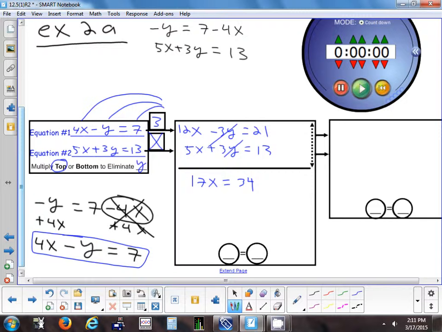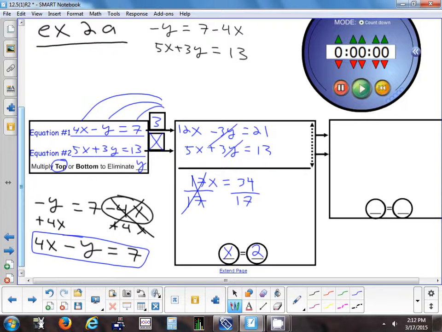Looking at that, I thought we were going to get a messy answer at first, but I think we're going to get a nice answer here. Last step, divide each side by 17. Spencer, what's 34 divided by 17? 2. Comes out nice, comes out to 2. Any questions on that? Now what do I do with the 2?